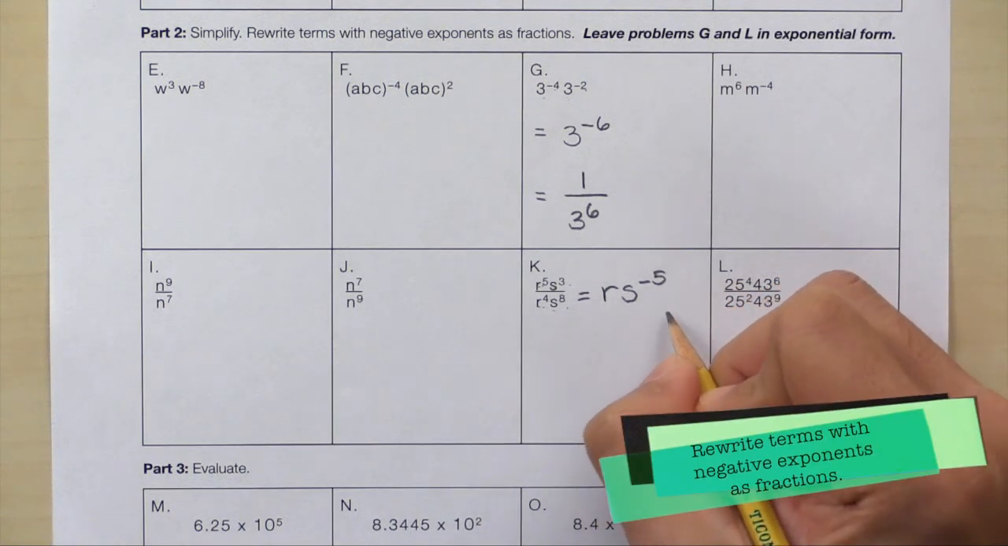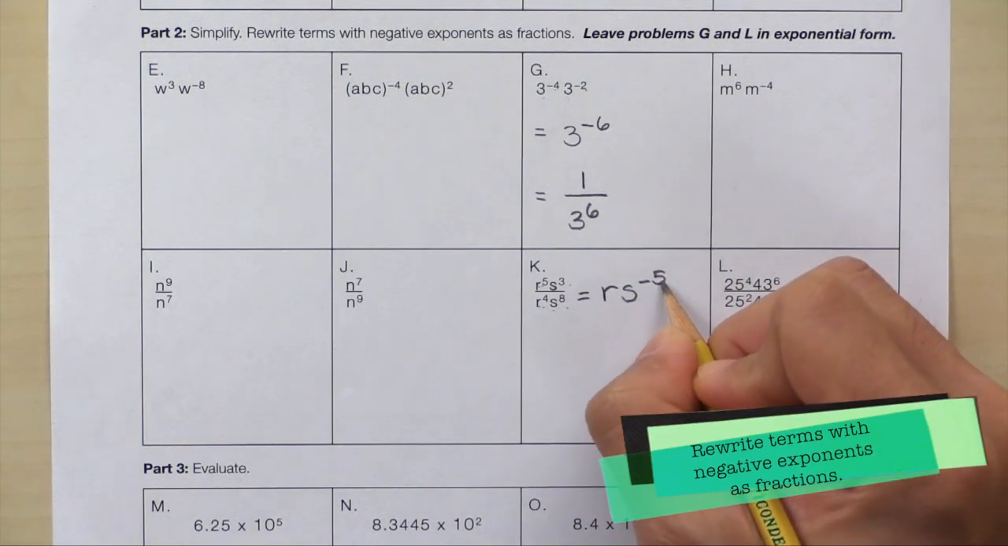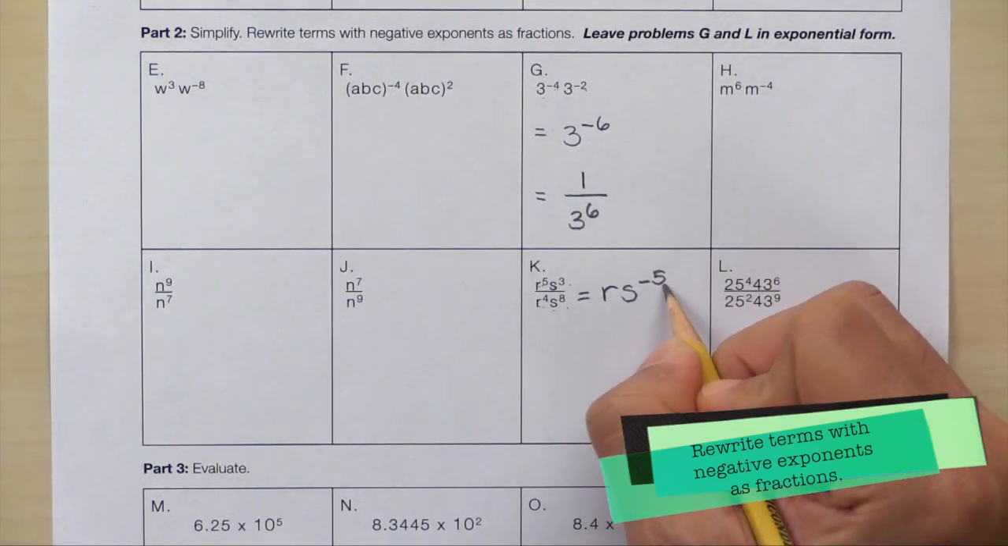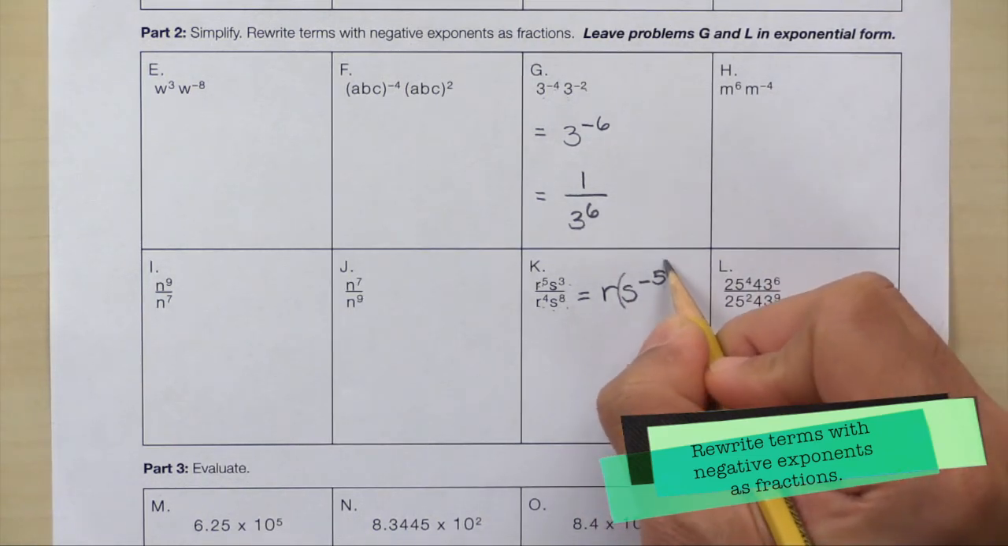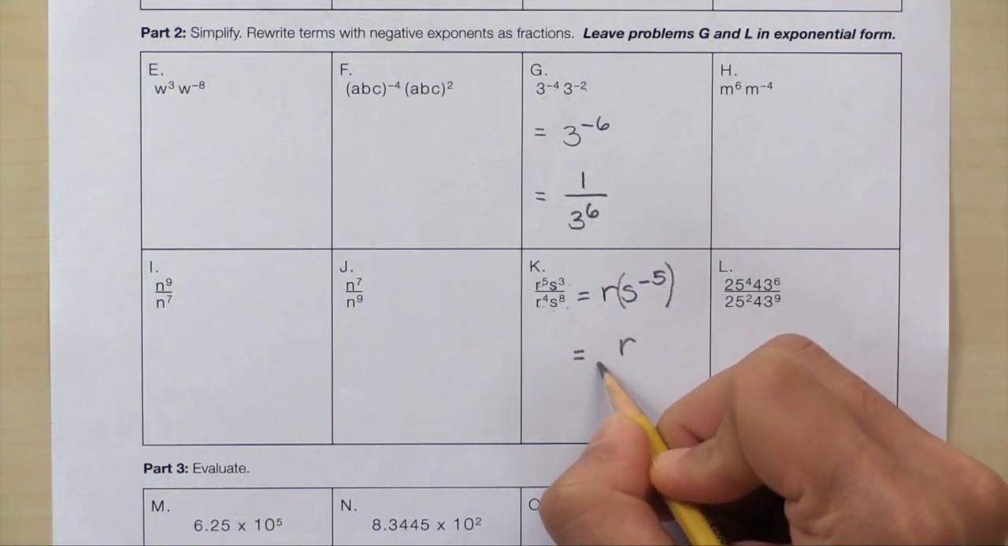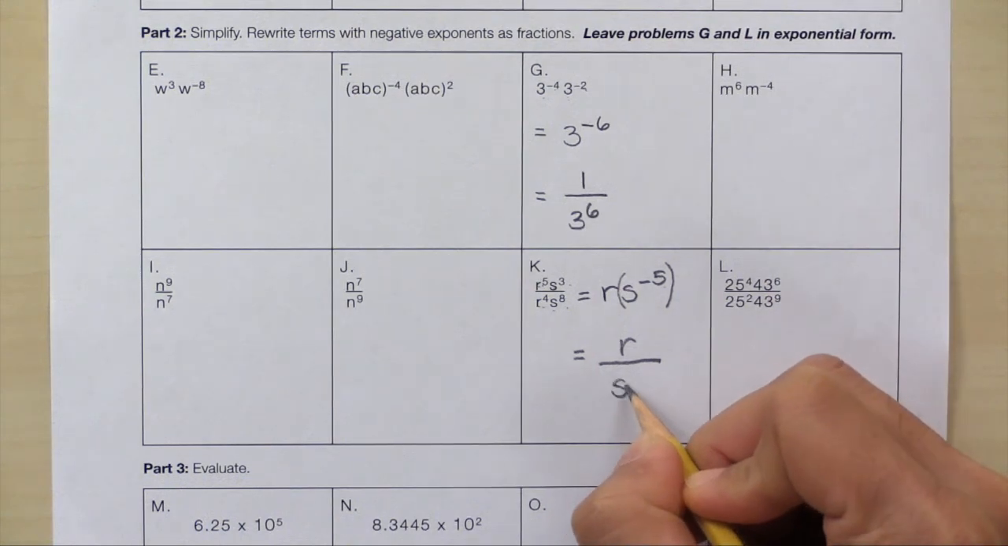Now let's rewrite this as a fraction instead of using a negative exponent. And remember, this exponent of negative 5 applies only to the S. So our final answer will be R over S to the 5th power.